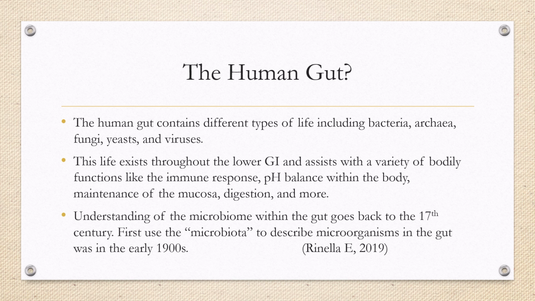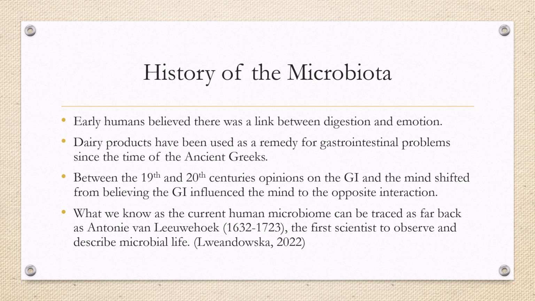As I was looking through different reference material, I saw a lot of names for the life in our gut, in our intestines, and it seems like microbiota is the more accepted scientific name for how to refer to it. The history of the microbiota. Early humans believed there was a link between digestion and emotion. Dairy products have been used as a remedy for GI problems since the time of the ancient Greeks. I find that interesting because we still look to Greek yogurt as something that you should take if you're trying to improve your GI health.